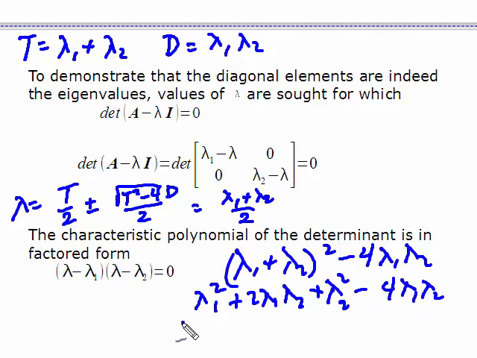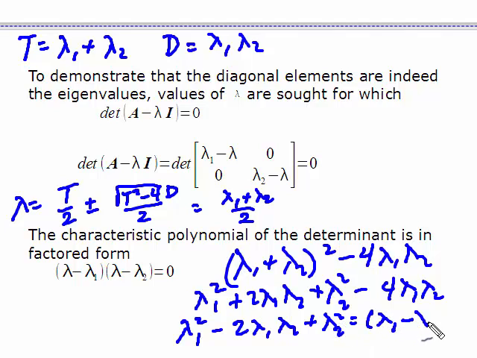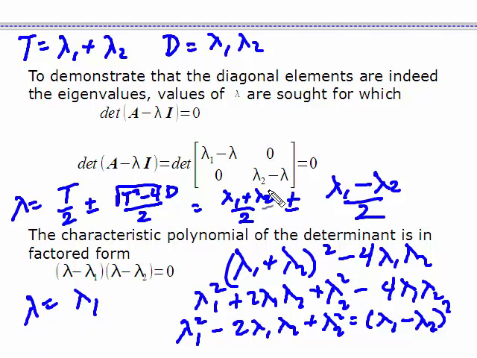Okay, so you subtract off that 4, you'll end up with lambda 1 squared minus 2 lambda 1 lambda 2 plus lambda 2 squared, which is just the square of the difference. Okay, that's what's under the square root sign here. So taking the square root of that, we have plus or minus the difference, and the solution would be, if you take the plus sign, you'll have lambda 1, because the half lambda 2 over 2 and minus lambda 2 over 2 will subtract off. If you take the negative sign, you get lambda 2. Okay, so we got the same result both ways. I just wanted to show you that the other way in general does work.